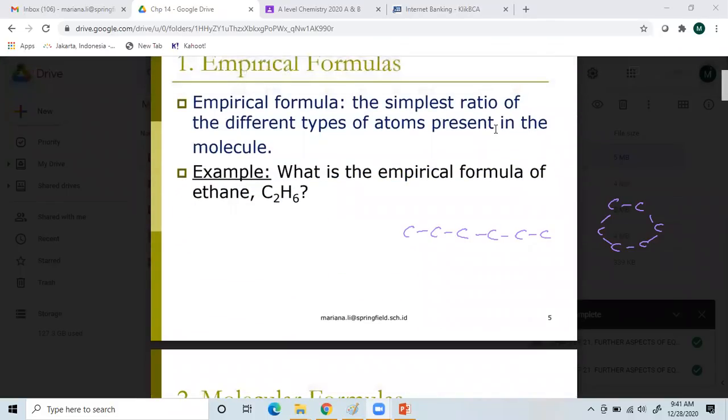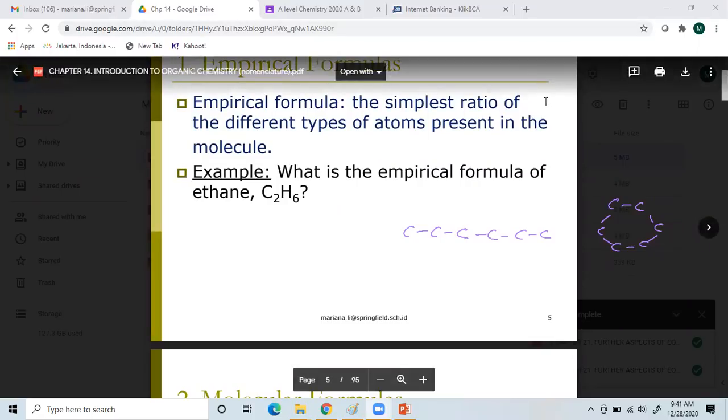We will start from empirical formula. Empirical formula is the simplest ratio of the different types of atoms present in the molecule. If we have ethane with molecular formula C2H6, what is the empirical formula for this? Simply, you just divide this by 2, so CH3 is the empirical formula for C2H6. Once again, empirical formula is the simplest ratio of different types of atoms present in the molecule. You should understand the definition.